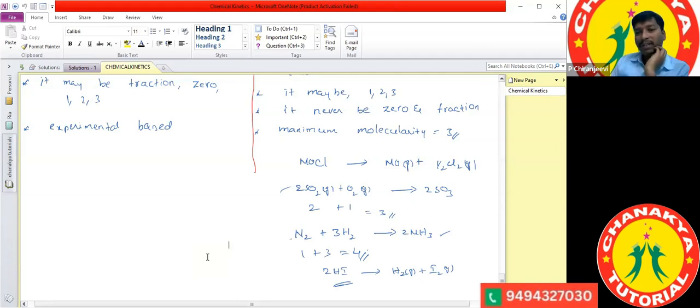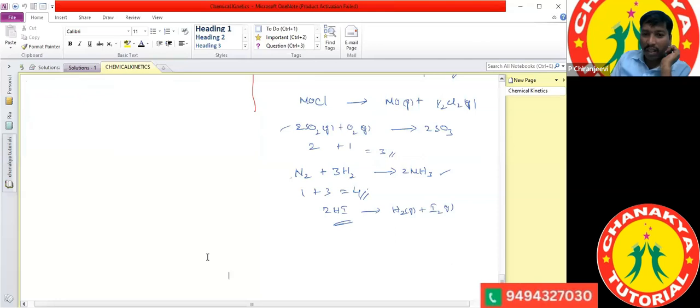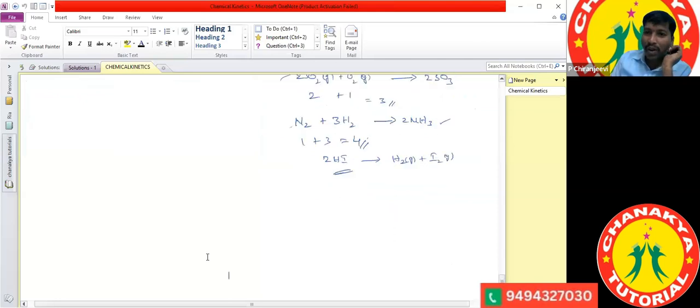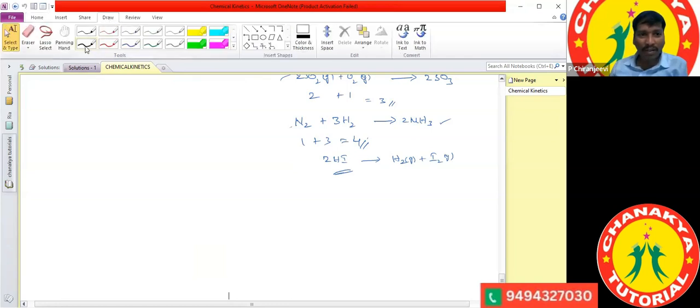Experimental based. Okay. And this one, molecularity, is theoretical based. Here, one condition is there. What is the condition here? In an elementary reaction, order and molecularity both are the same only. Okay, so what I'm telling is that in an elementary reaction, I think I didn't give this statement right now.